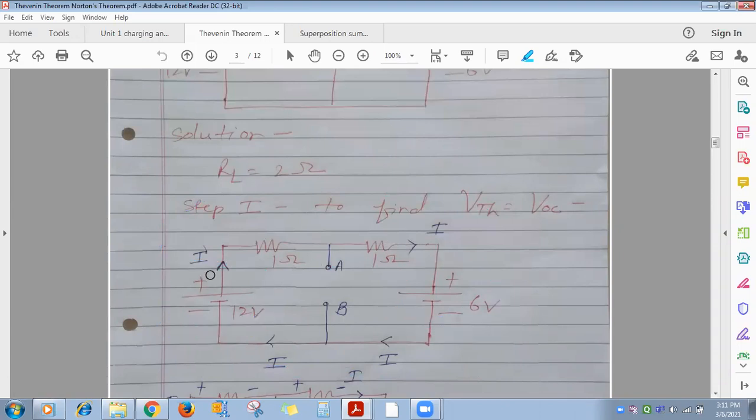Now if I use the conventional current direction, current starts to move from the 12 volt battery and comes like this through this 1 ohm. Across A and B there is an open circuit, so it will not flow from A to B. Then it will flow through the other 1 ohm and the 6 volt battery, so current will return back like this. In this circuit current is flowing. Obviously, if you hold any voltmeter across A and B, it will give you some voltage, and that voltage we have to find out.